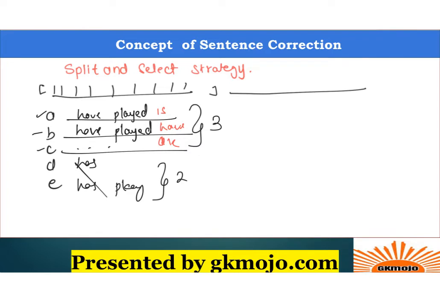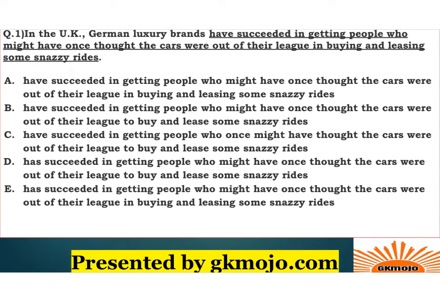So let's get on to the examples and see how we can solve some sentence correction questions. Let us have a look at this sentence. In the UK, German luxury brands, and now the underlined part, have succeeded in getting people who might have once thought the cars were out of their league in buying and leasing some snazzy rides. Now the options are given.